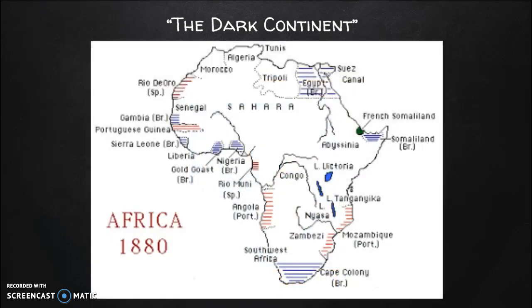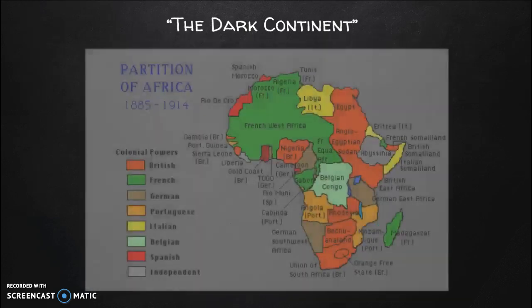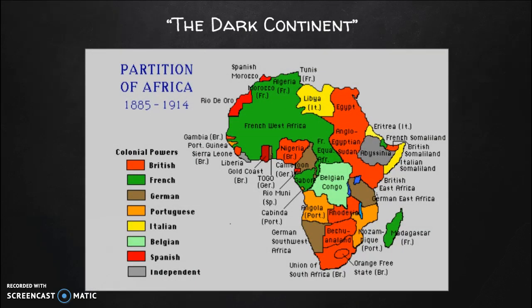So take a look at this map. In the 1880s, Europeans only controlled about 10% of the continent. But less than 40 years later, Europeans controlled 96% of Africa. There were many major changes that occurred in Africa during these times. So let's first take a look at trade.